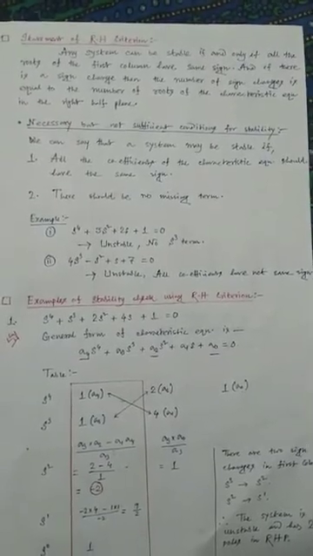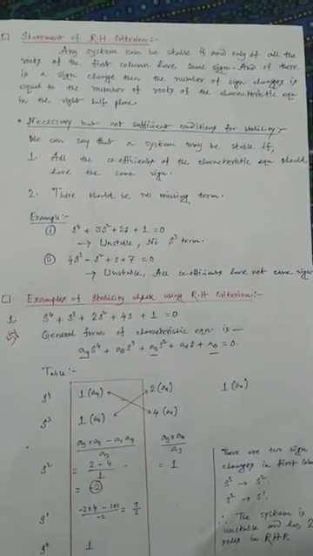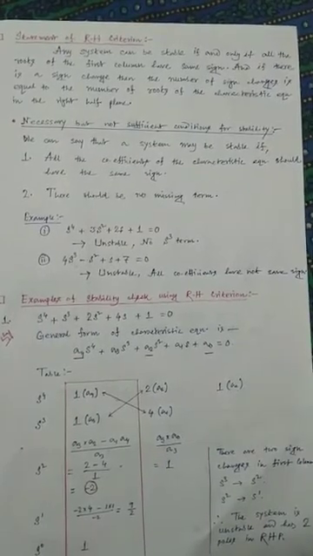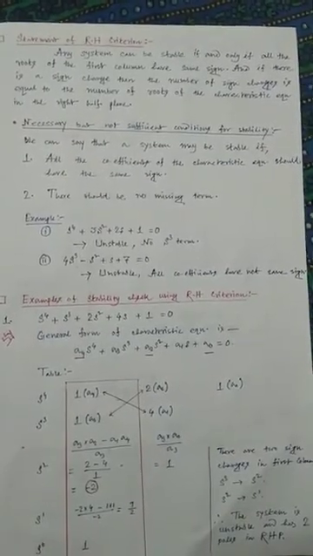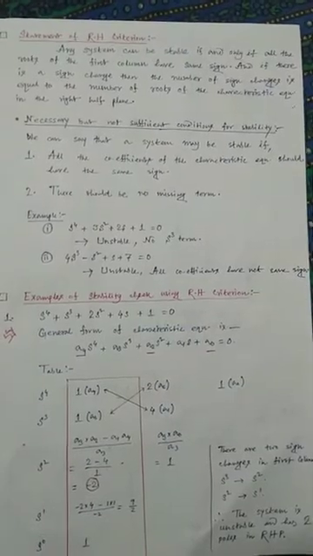Now, what are the necessary but not sufficient conditions for stability? We can say that a system may be stable if all the coefficients of the characteristic equation have the same sign and there is no missing term.